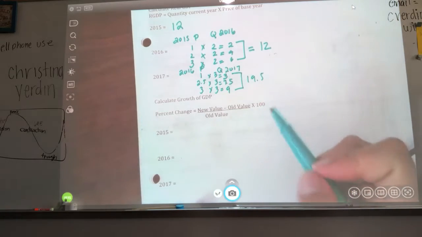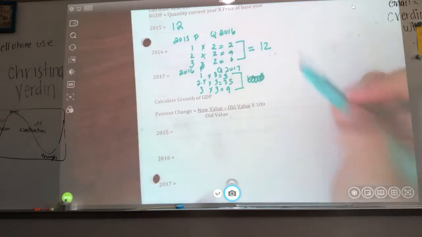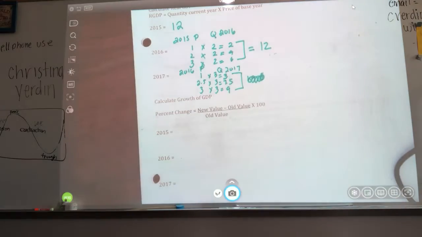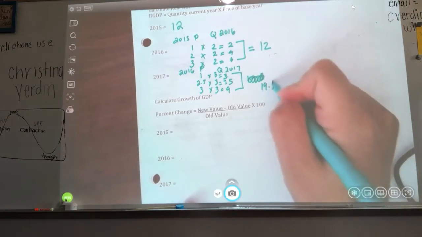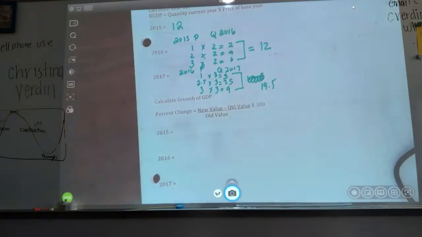Wait, shouldn't you take from 2015 instead of 2016? No, I can only compare from the year before. Oh, yeah, it should be 19.5. Because you can't jump years. You have to take from the previous year. And you can only have a base from the year before.